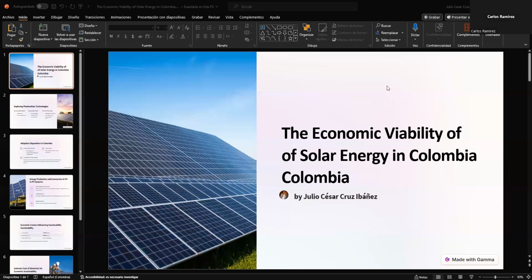Excuse me, you say green tech for producing energy? You say how much energy is produced in Colombia, maybe? No, I have no numeric data. This is just an approximation. And in the topic of cost, I have some numbers, but not in the topic of production.